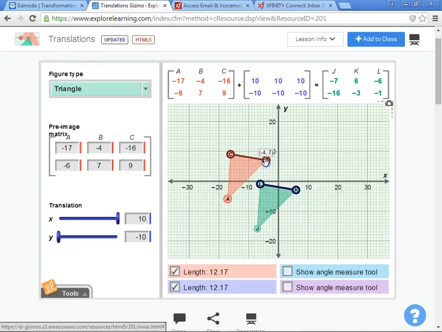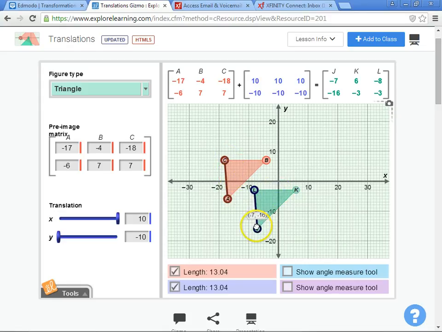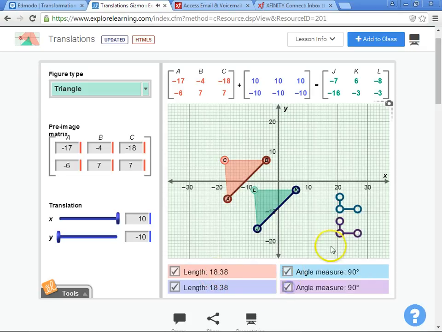Oops, I'm moving the point. I want to move the ruler. I move the segment AC, and segment LJ is also congruent. And I would expect the same to be true of segment AB and segment JK. Both measure at 18.3 units, and the angle measure tool does the same thing.